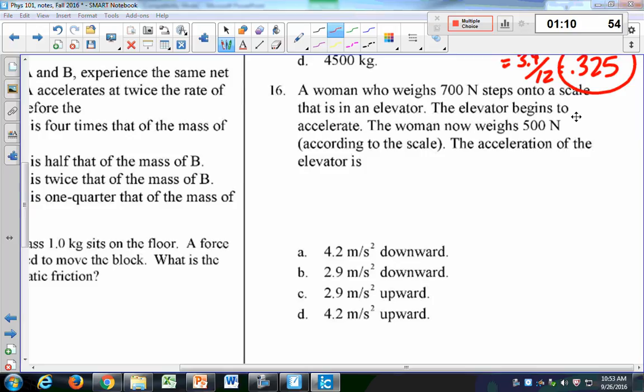Remember, you can get rid of a couple of these answers. She weighs less, or she appears to weigh less, than when the elevator is not moving. So ask yourself the question, is the elevator moving up or is it moving down? When will she appear to feel less weight? Is it moving up or moving down? And then when you can determine that, you can get rid of either A or B or C or D.